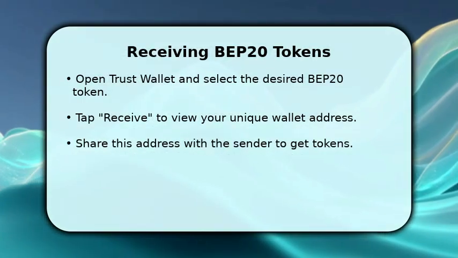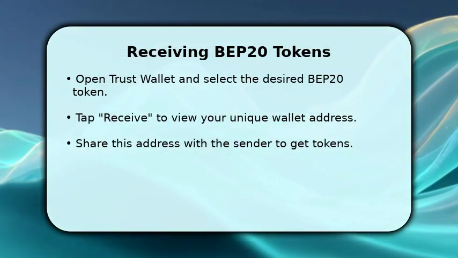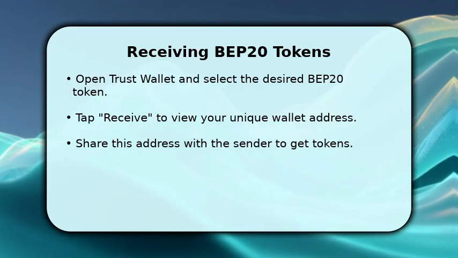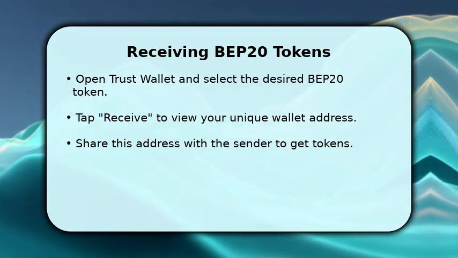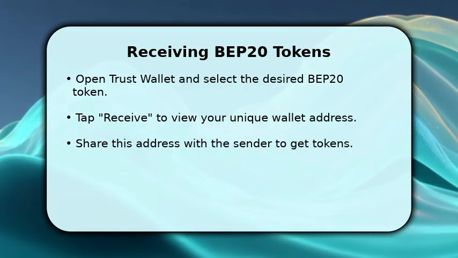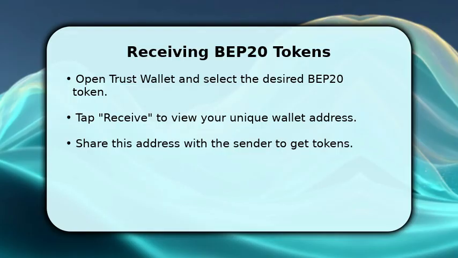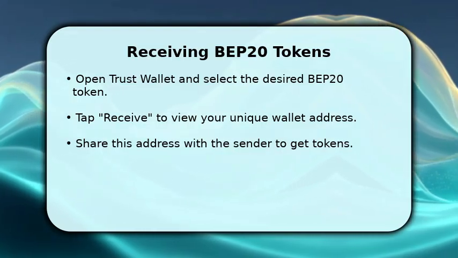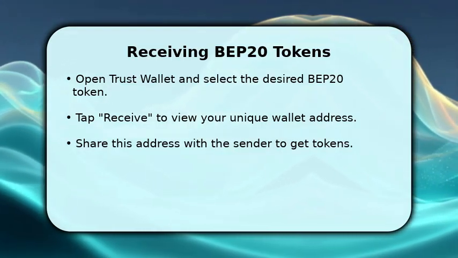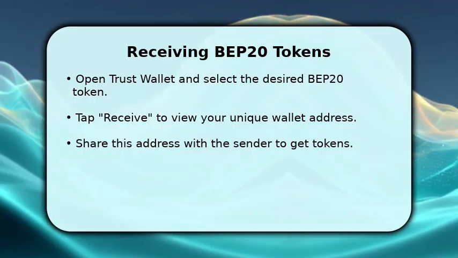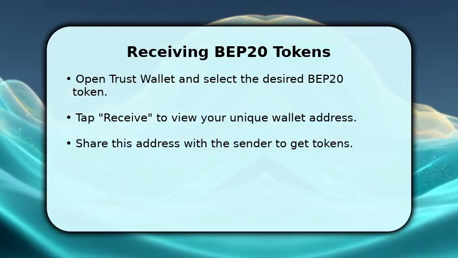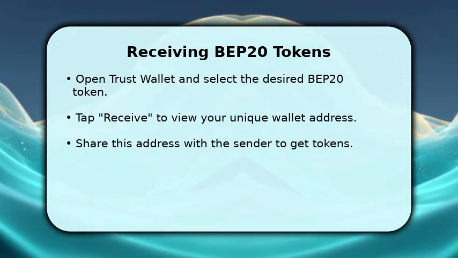To receive Bep20 tokens, simply open your Trust Wallet and navigate to the specific token you wish to receive. Tap the Receive button and your unique wallet address will be displayed. You can easily copy this address or share the QR code with the sender. Always double-check that the address matches the correct token to avoid any loss of funds. It's a quick and secure process.